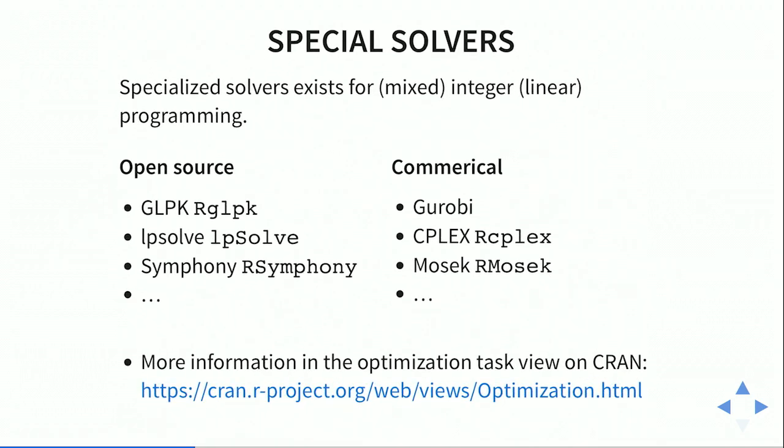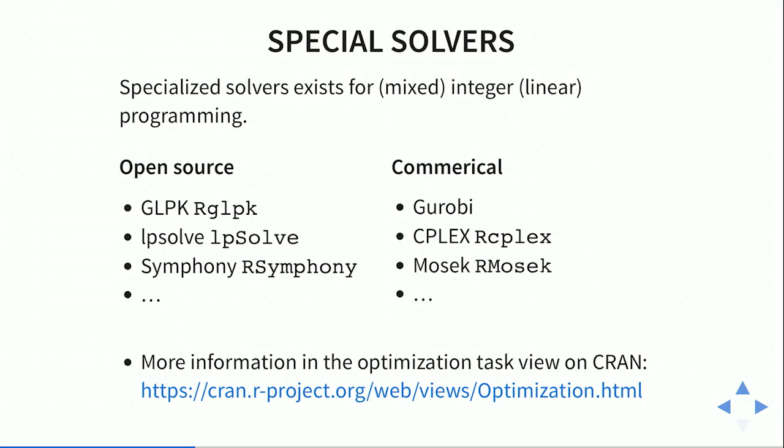And since there's so much applicability and it's such a nice interface, people have started developing specialized solvers that can take that problem, solve it to optimality, and you sometimes get an optimality proof, and then you can further process that result. And in R, there are a lot of interface packages to these solvers, both open source on the left-hand side, like GLPK, the GNU Linear Programming Kit, or lpSolve, Symphony, and numerous others.